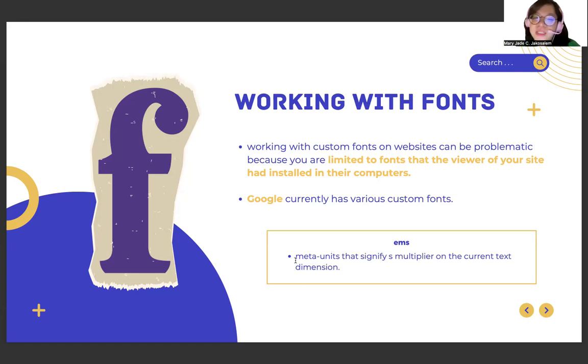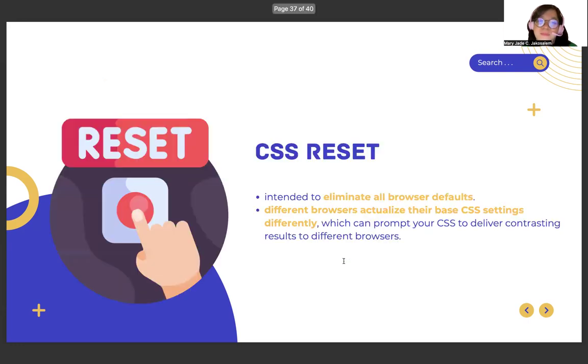And EMS right here is a relative unit that signifies a multiplier on the current text dimension. So for example, 2 EMS means it's two times the typical size.